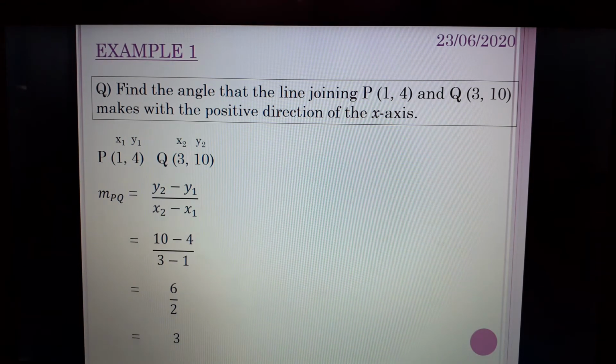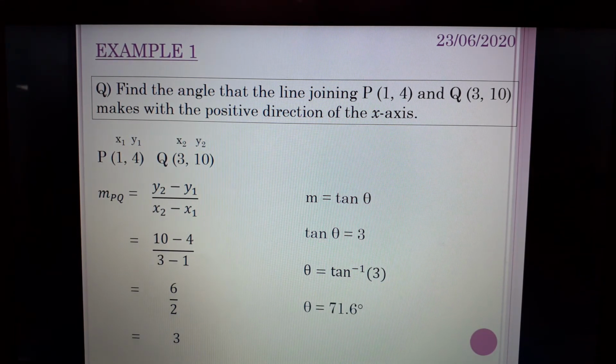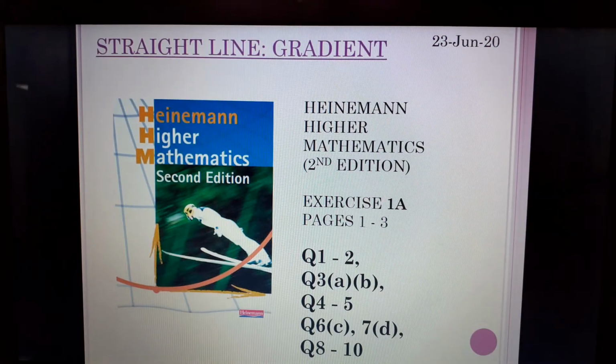So now we connect it together with the fact that the gradient is equal to the tan of the angle. Tan theta is equal to 3, and theta will be simply inverse tan of 3. Put it into your calculator and you get an angle of 71.6 degrees. So that's how you would find that angle that line makes with the positive direction of the x-axis. Okay, so that's an example for the only new thing.